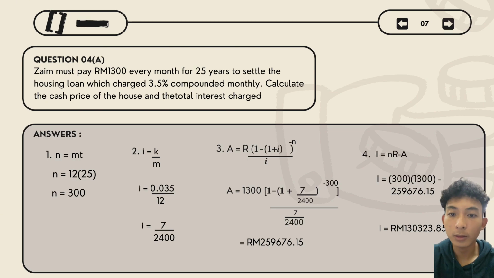So the last step, we must find I. I equals NR minus A. As we know, N equals 300, R equals 1300, minus A, which is 259,676 ringgit 15 cent. So the answer is 130,323 ringgit 85 cent for I. So that is your final answer.